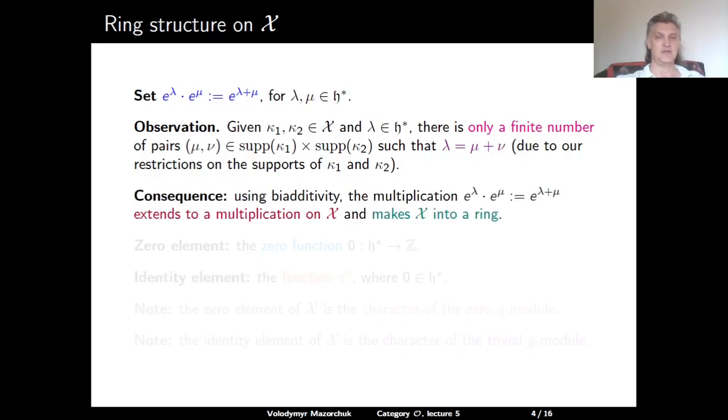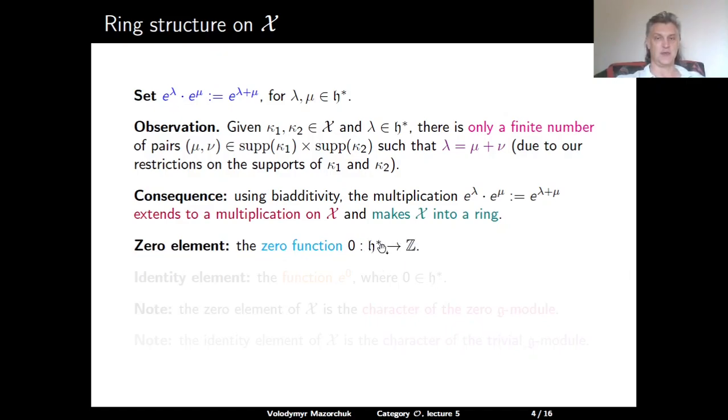Consequently, using biadditivity, we can extend the previously defined multiplication of the exponent functions to a multiplication on the whole set X, which makes X into a ring. And the zero element of this ring is the zero function.